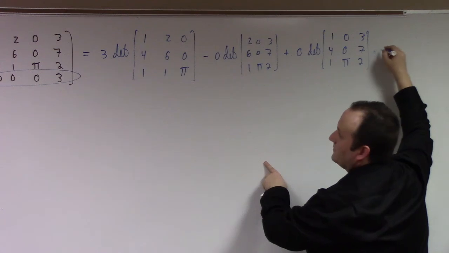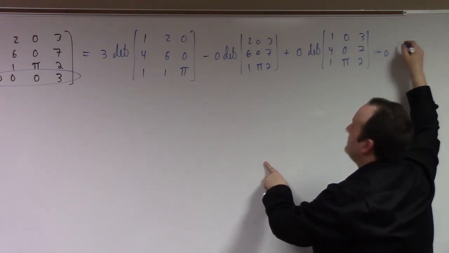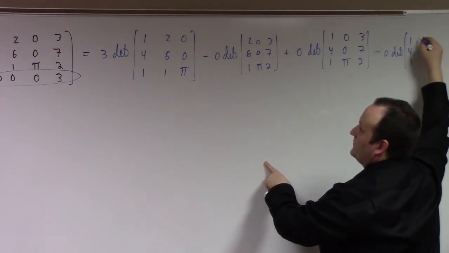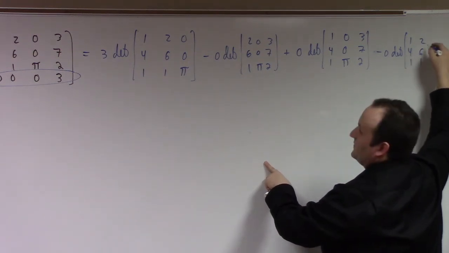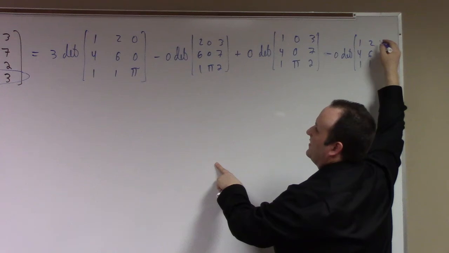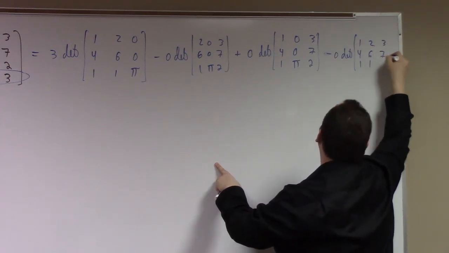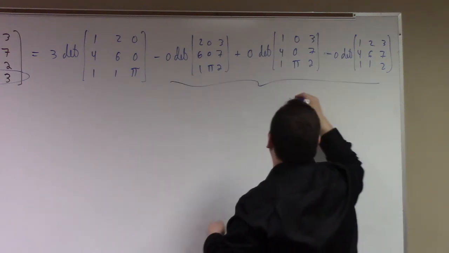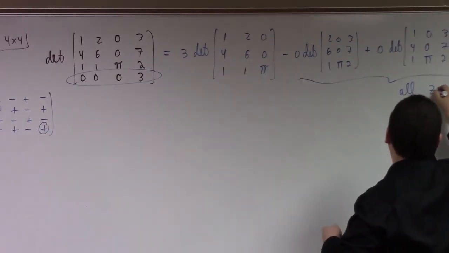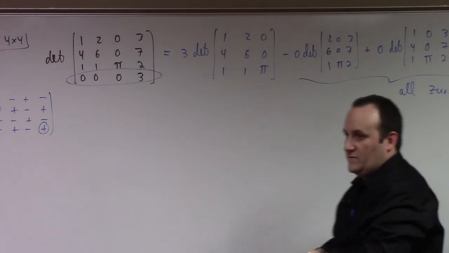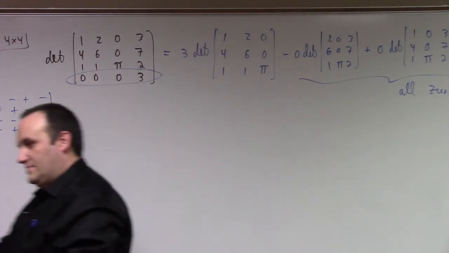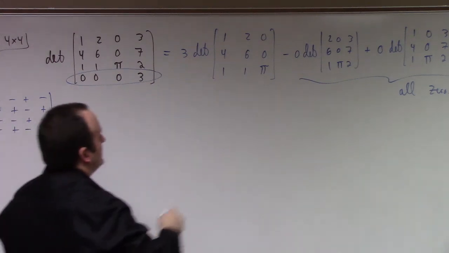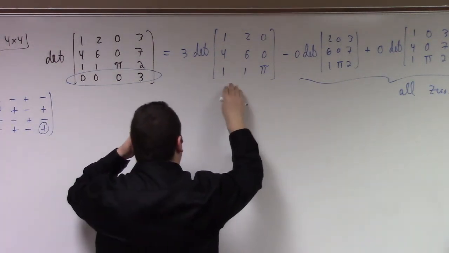Minus 0 times the determinant 1, 4, 1, 2, 6, 1. I'm reading columns. 3, 7, 2. But do I even need to write any of this? All 0. And that's why we chose the fourth row to expand, because that simplifies the calculation, right? Which is nice.